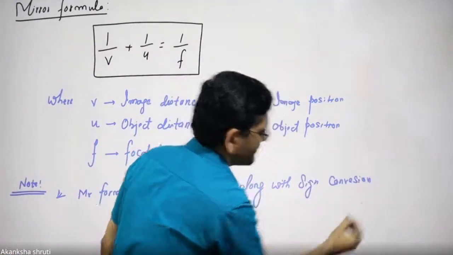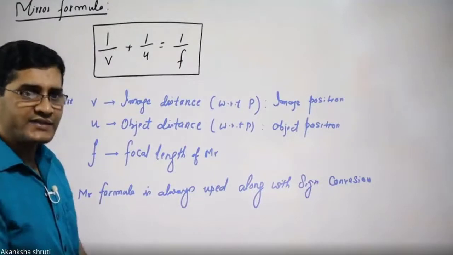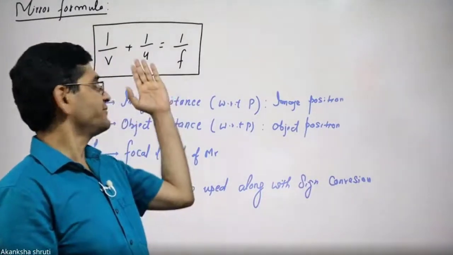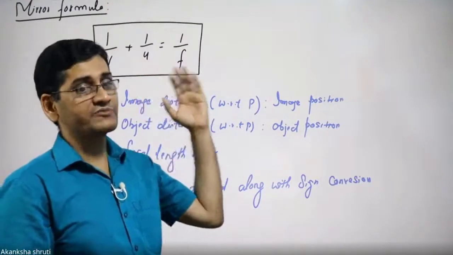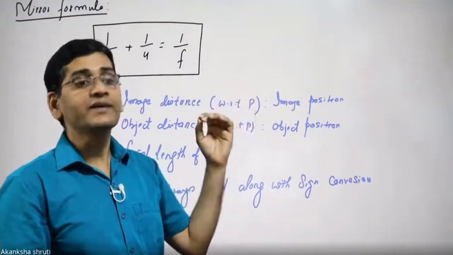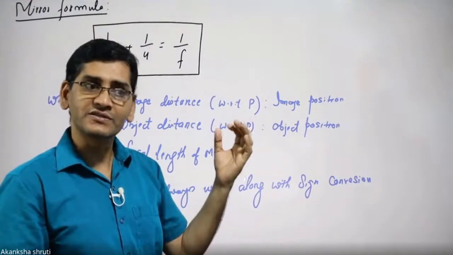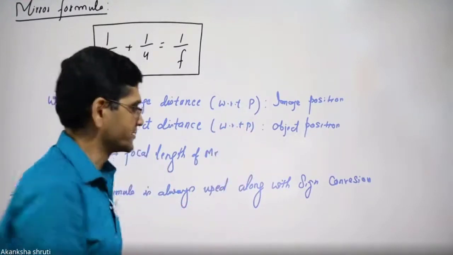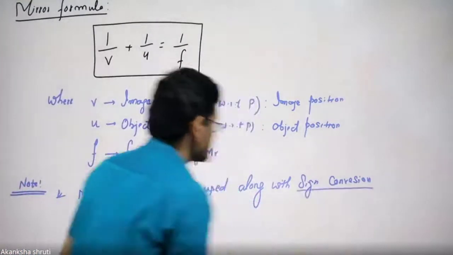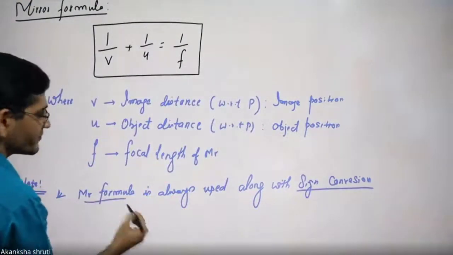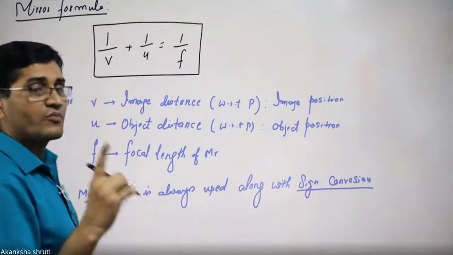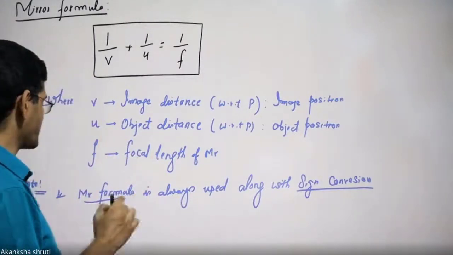Sign convention means the object distance shall always be taken negative. Now the image distance, if it is given, then whether it is formed on the right hand side or left hand side, accordingly the sign of that image distance has to be considered. So it must be used along with the sign convention. That is the very first and most important thing, student. The purpose is that one.